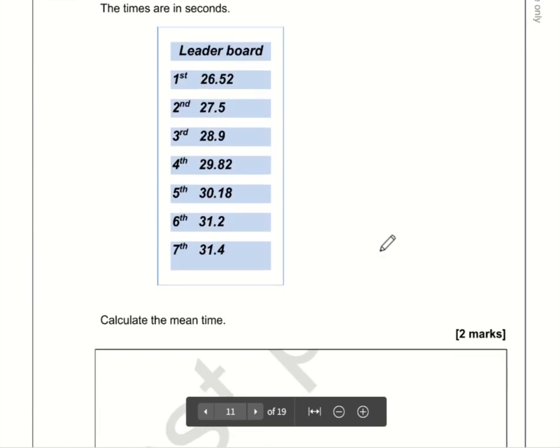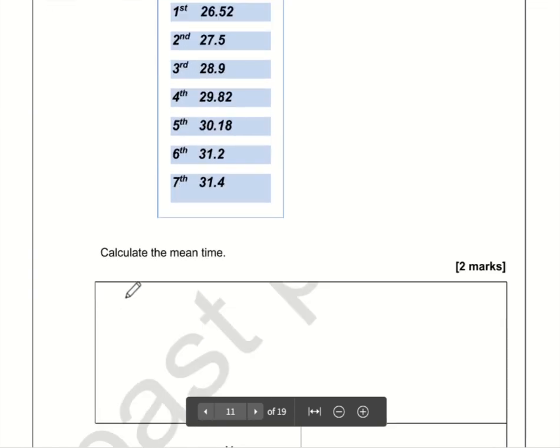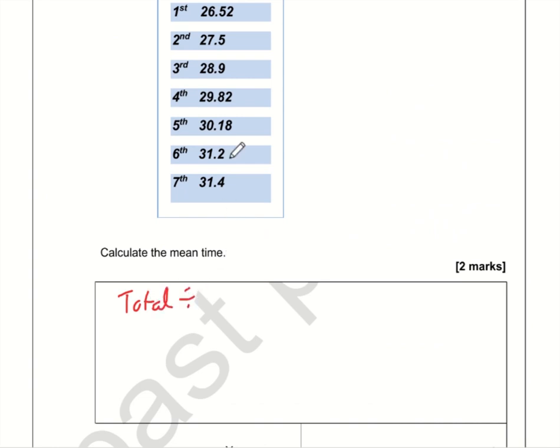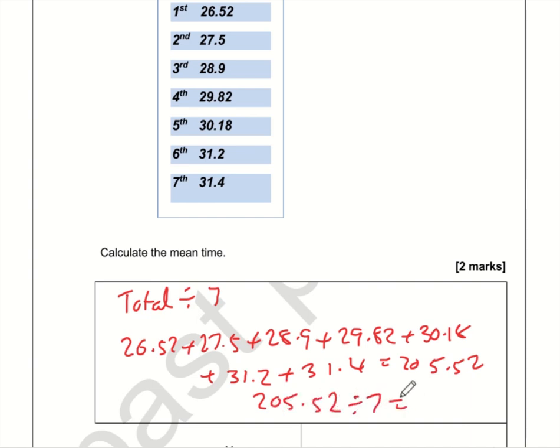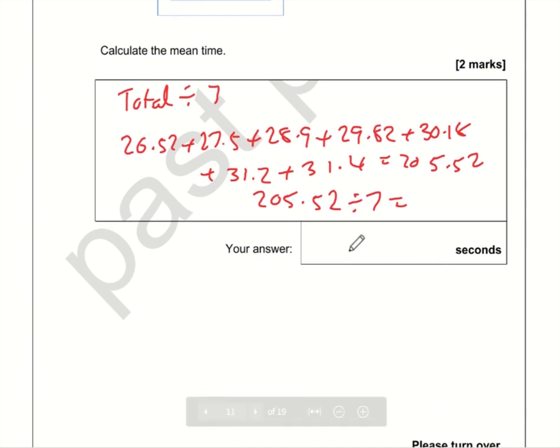Okay, part F, we want to calculate the mean time. So the mean is going to be the total divided by the 7 values, so divided by 7. So the total is 26.52 plus 27.5 plus 28.9 plus 29.82 plus 30.18 plus 31.2 plus 31.4, and that comes to a total of 205.52, and 205.52 divided by 7 is our answer, which is 29.36 seconds.